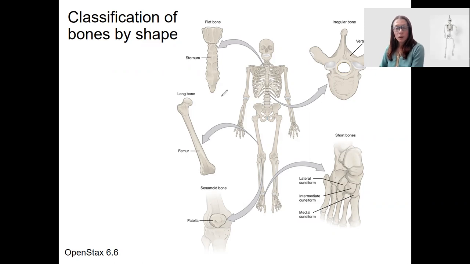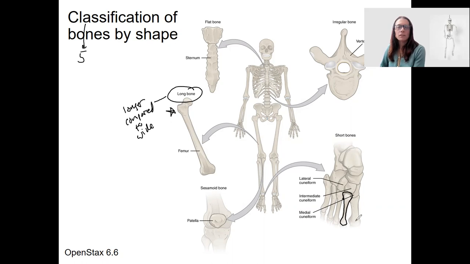Okay, so first, classification by shape. You will see different variations to these five classifications, but I'm gonna use these five, and it's what your book uses. And long bones are the ones you'll see the most often, and we'll refer to the most often. These are cylindrical, they are longer than they are wide. It doesn't matter what the length is, so they could actually be short, like your metatarsals and phalanges of the feet and hands are short, long bones.